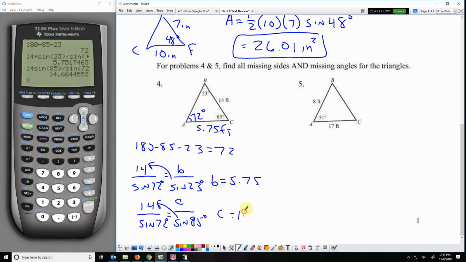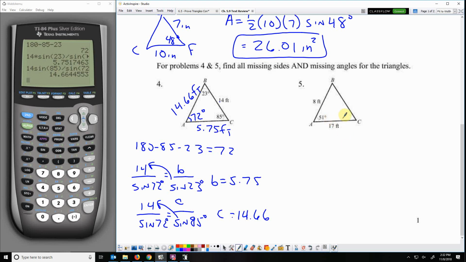So C is 14.66 feet. Okay, so I now have all three sides and all three angles. That shouldn't have been inches, that should have been feet. I've got every piece of information for that triangle.